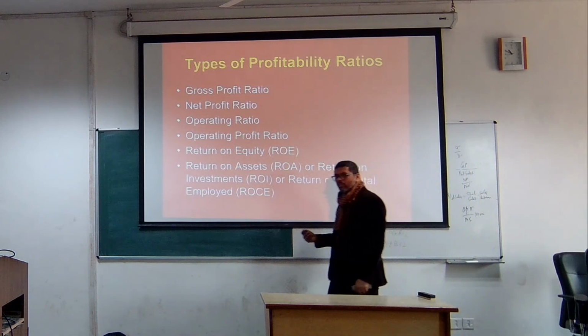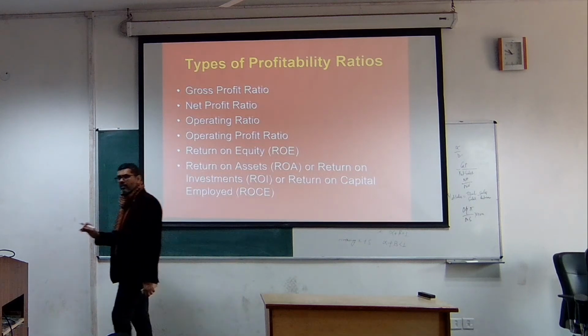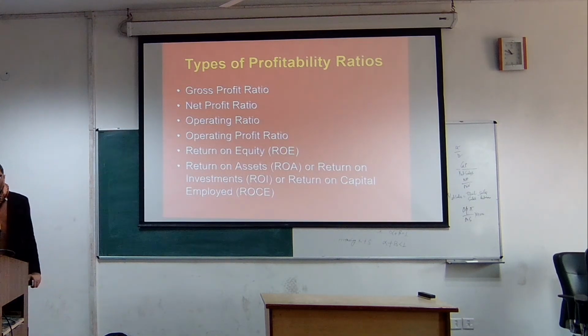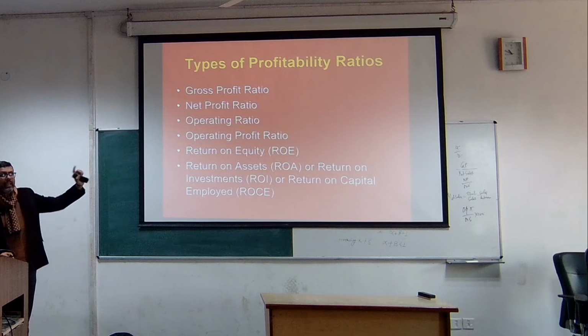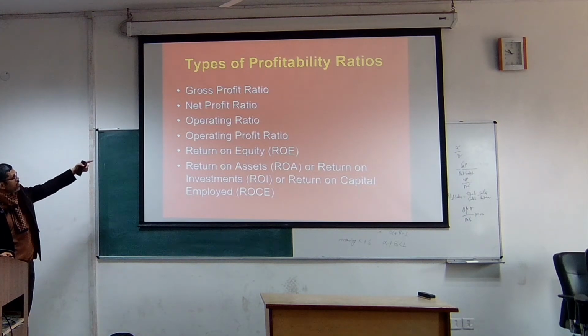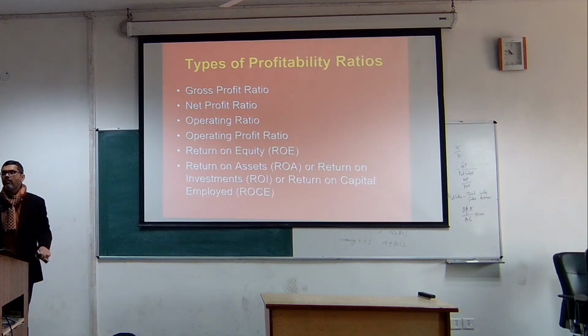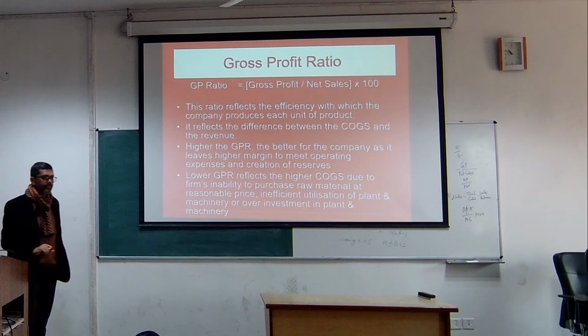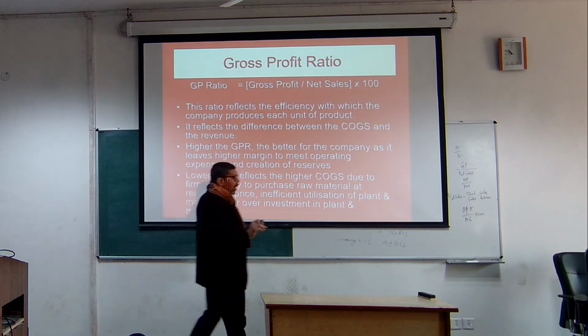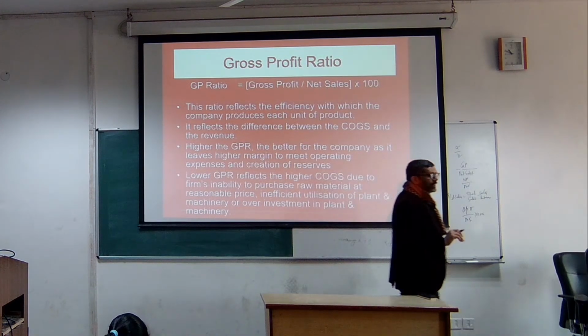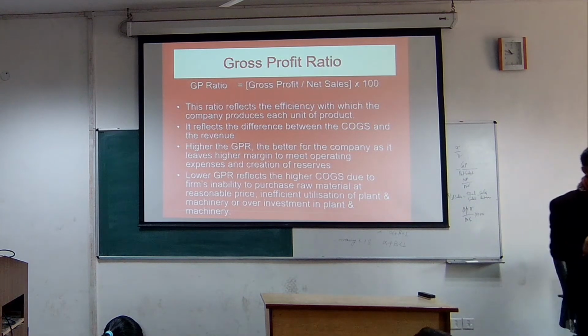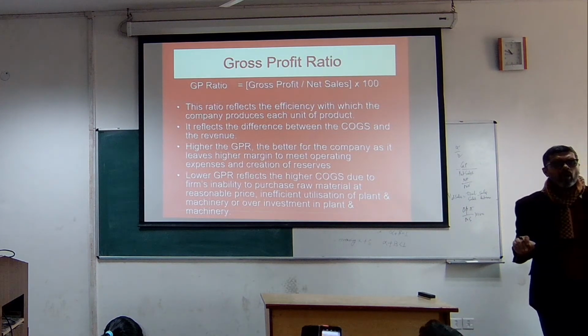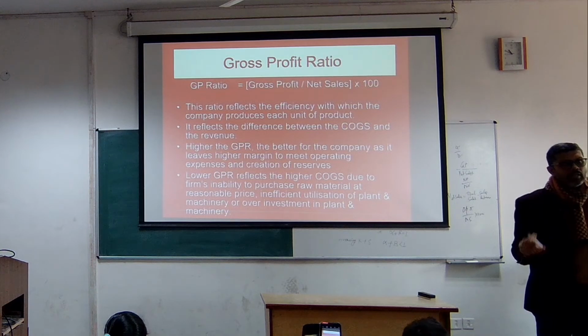Is it okay or not? Is it clear? Understood? Okay. For the first four ratios, this will be applicable. पहले चार ratios में जो denominator होगा वो क्या होगा? Same होगा. Clear? So let's move to the first one. Gross profit ratio. And the formula to calculate gross profit ratio is gross profit upon net sales into 100.